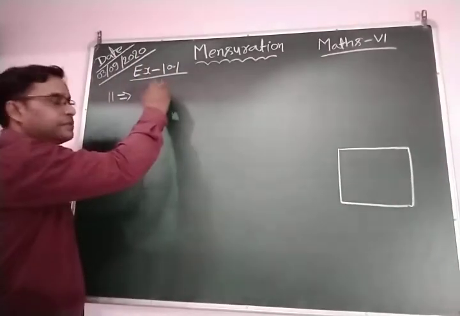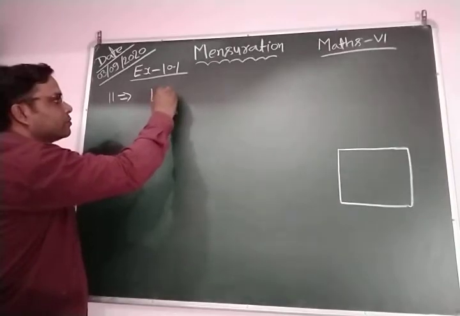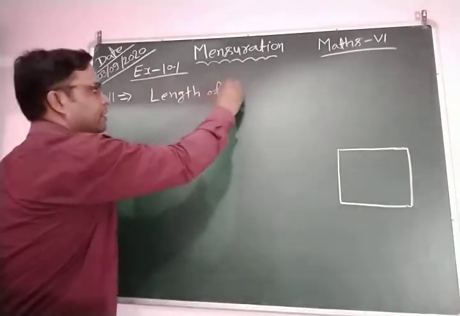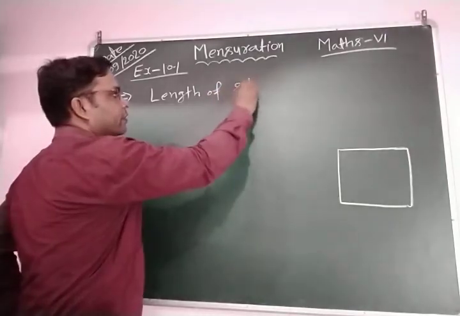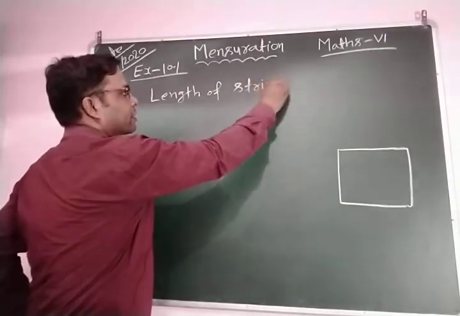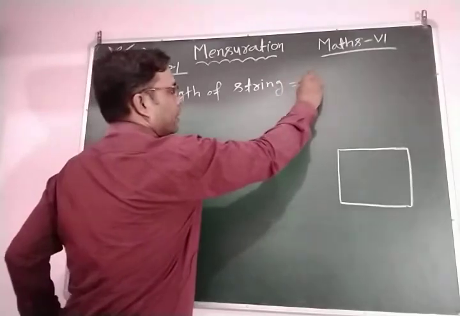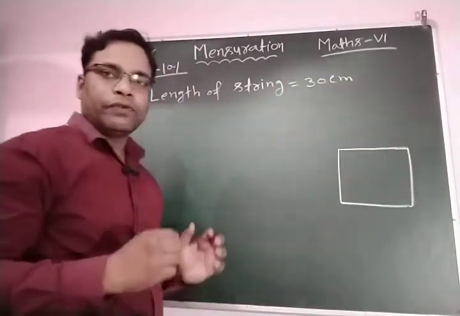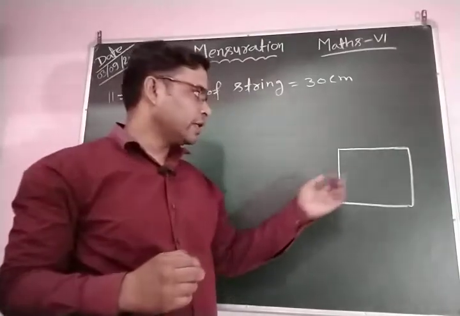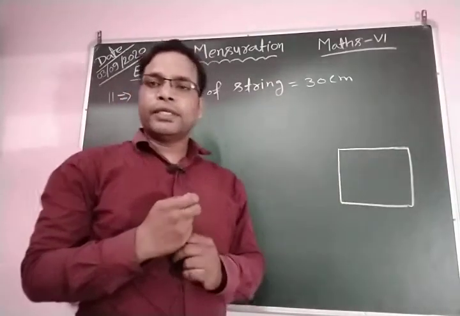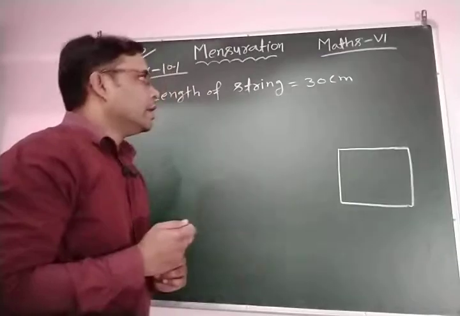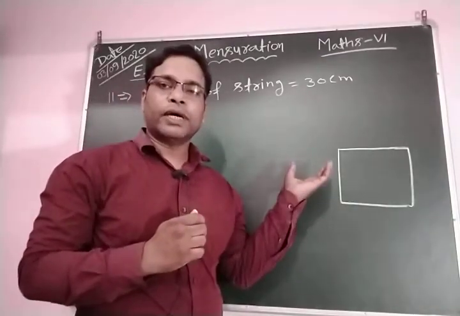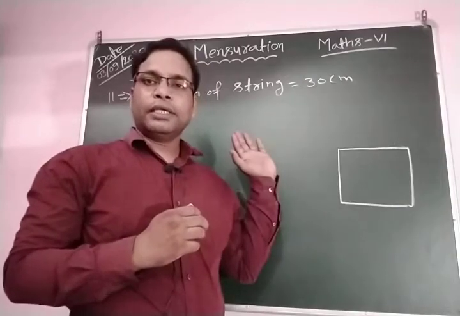So first we write length of string is equal to 30 centimeter. This is given. Okay, in this string we form a square, like this. So what is the perimeter of square? Perimeter of square is equal to length of string, because this square is made by the given string.